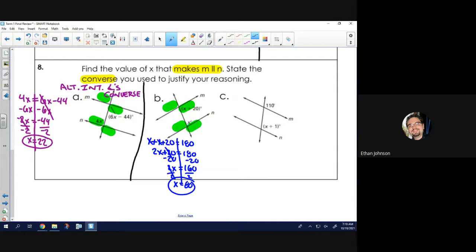But we need to state our reason again. Both of those angles are inside of our parallel lines, so this would be our same side or consecutive interior angles converse.